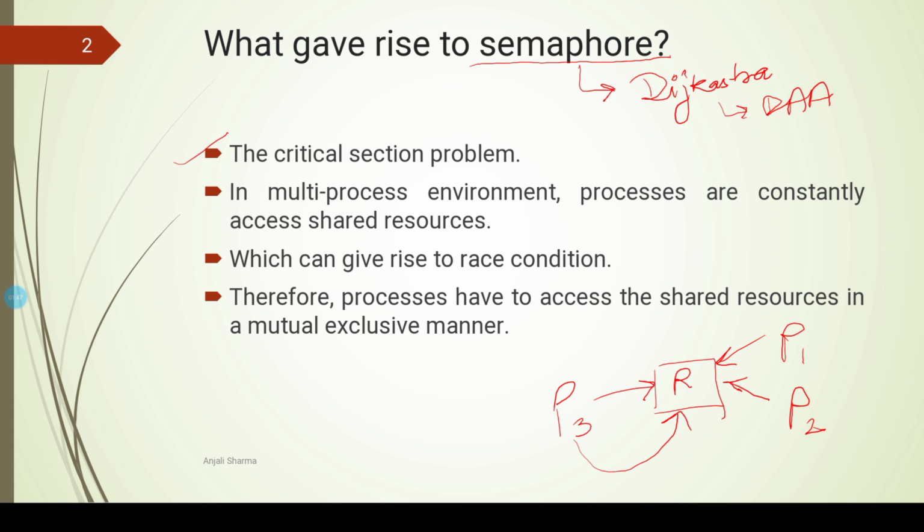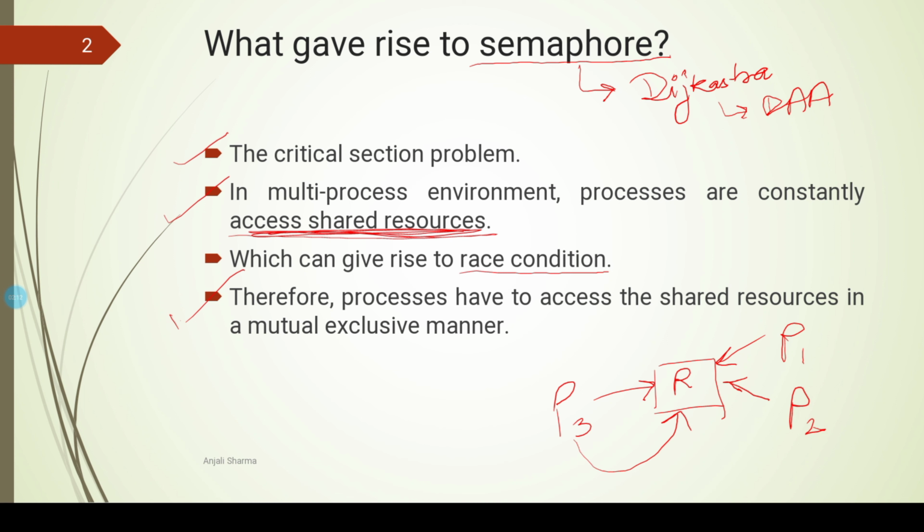So in the critical section problem, we have multiple processes in the environment, and they are constantly accessing shared resources, which can give rise to a race condition. We have already discussed race condition in the previous videos. Therefore, the processes have to access the shared resources in a mutually exclusive manner.